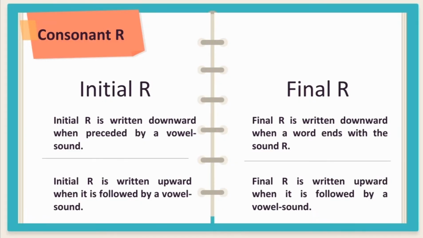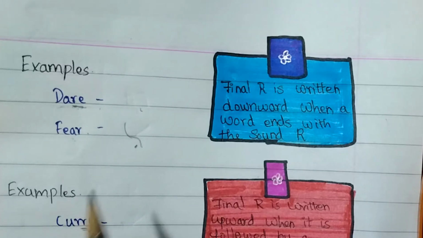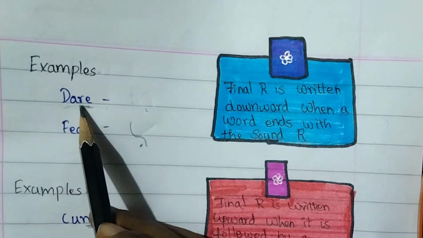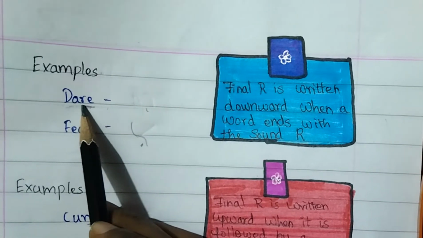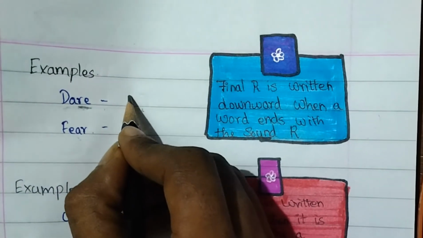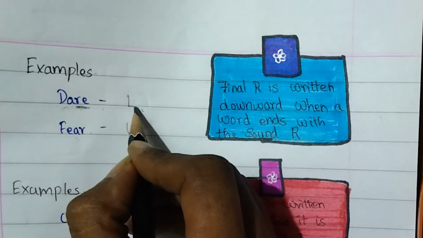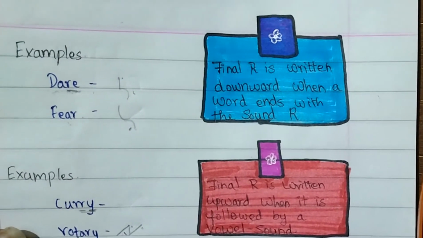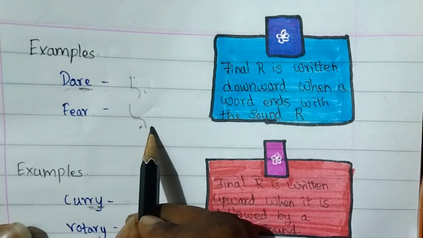Final R is written downward when a word ends with the sound R. That is, when a word ends with the sound R, we should use downward R to write the word. For example, I have taken the words dare and fear. In this word dare, we have R sound at the end of the word. So we should use downward R to write this word. D-R. Similarly, we have to use downward R to write the word fear.